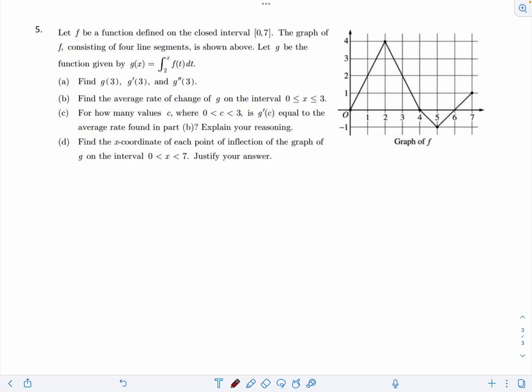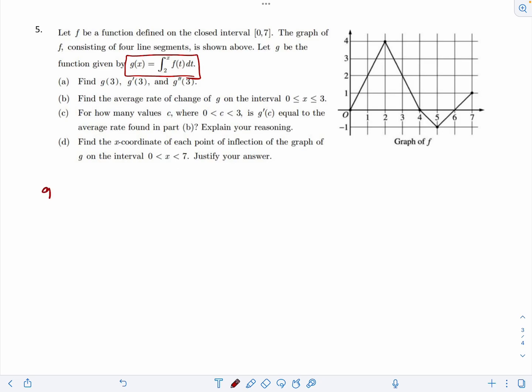Just want to share with you the thought process for this number 5 on the FTC problem solving. F is a function defined on the closed interval from 0 to 7. The graph of F consists of 4 line segments, shown above, and G is this function that is an integral function.